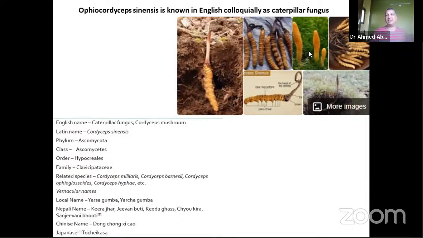So you see, these are actually pictures from Wikipedia. This is from the point of collection. This is how it is sold in the market. This is how it looks in a book. And this picture shows how the aerial part comes out after the growth, after germination of the spore.